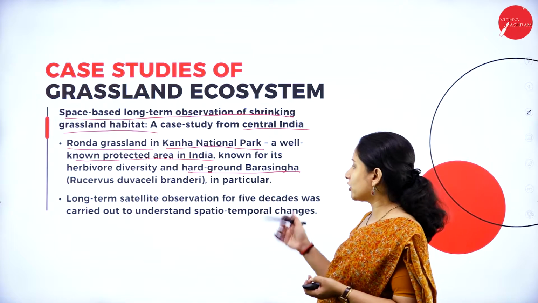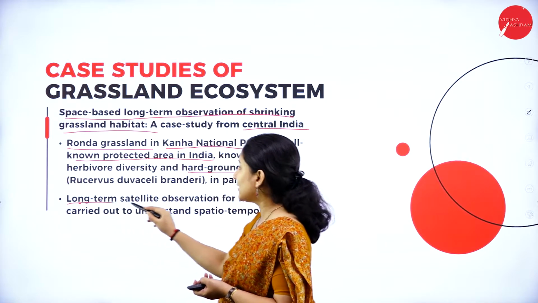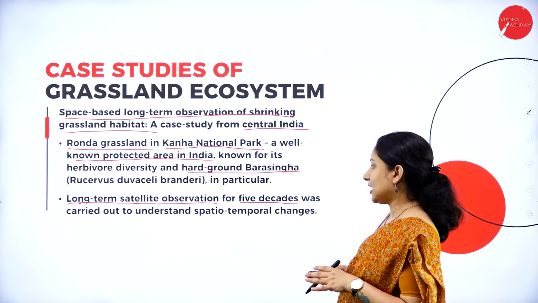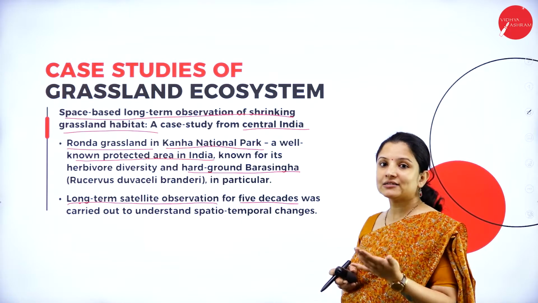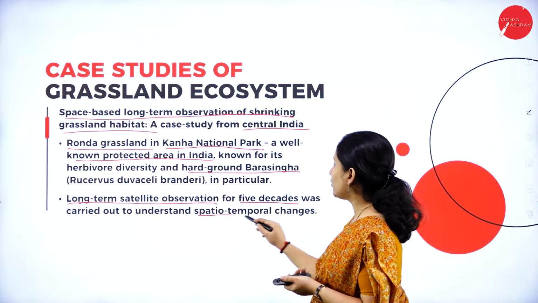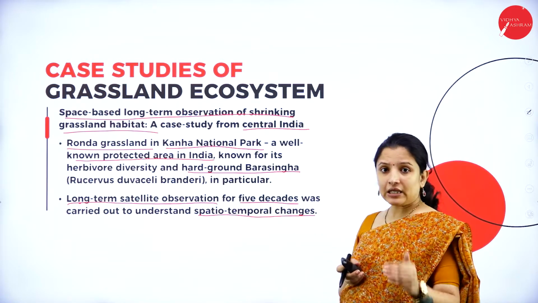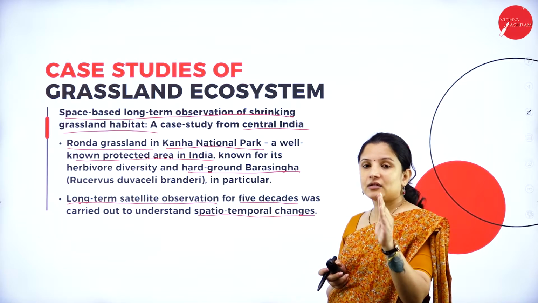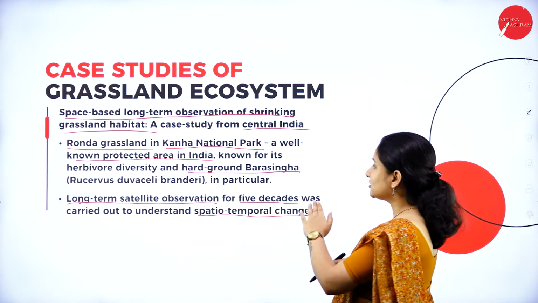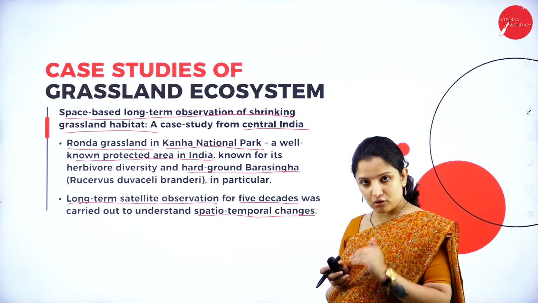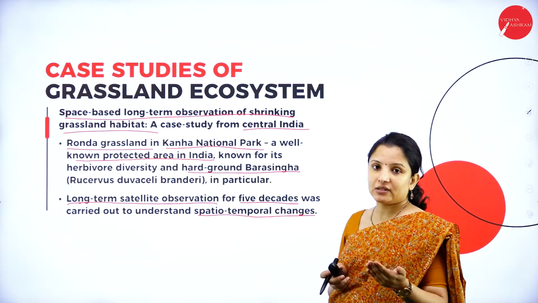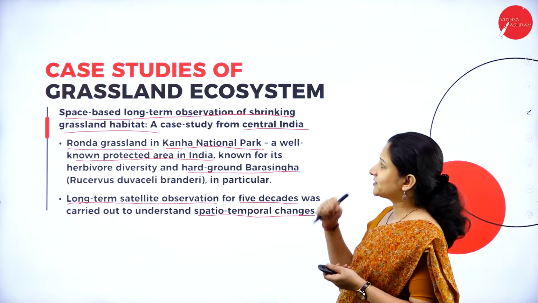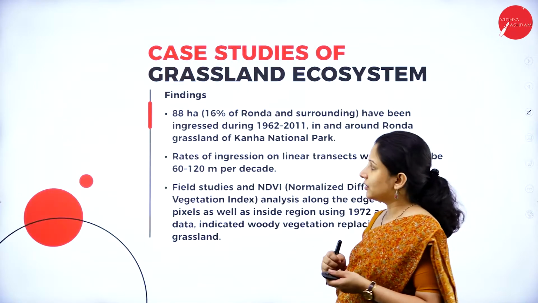They went in for long-term satellite observation, that is for 5 decades, 50 years of data, to understand the spatio-temporal changes. That is, in these 50 years, has there been a decline in the area of the grassland in this particular national park or not? If so, what might have been the reason? All those studies they conducted using space-based long-term observation.